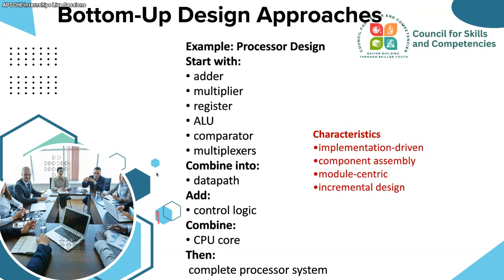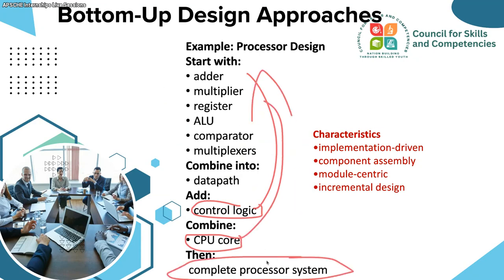For example, they will start with adder, multiplier, register, ALU, comparator, and multiplexer. Okay, and they will combine this data path. So they will combine it into the CPU core, then complete the processor. So they will implement this first, then by combining all the data paths, they will add the control logic, and they will combine the CPU core to complete one processor system.